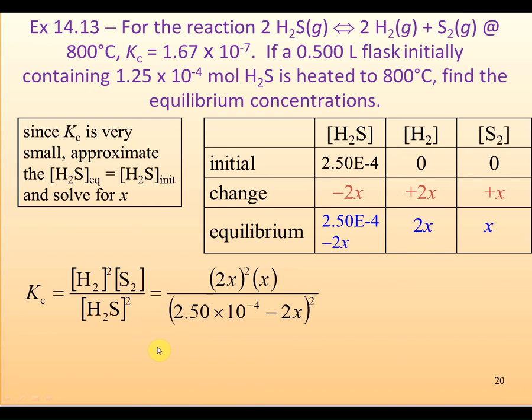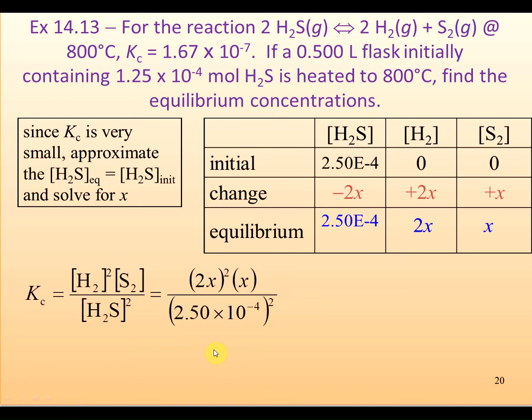Now because Kc is very small, we're going to approximate that the initial concentration of hydrogen sulfide is equal to the equilibrium concentration of hydrogen sulfide. Since x is so small, it's not going to change this very much, so we're just going to assume that initial and equilibrium are the same. But you still don't change the x for the numerator. So since we're assuming that's the same, we're going to get rid of that. So the problem reduces to this.